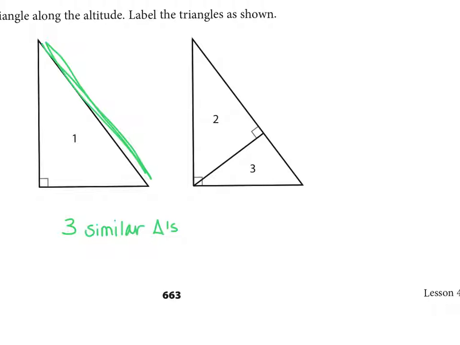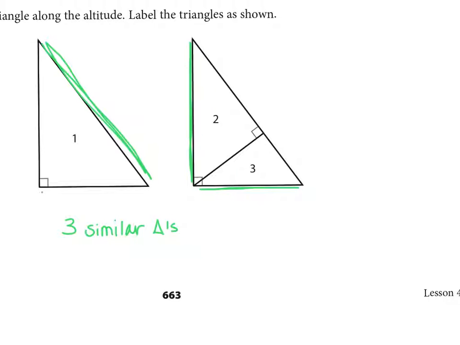So the parts that are proportional, the hypotenuse for any of these triangles are going to be proportional to one another. So notice the hypotenuse on triangle 1 is here, but the hypotenuse on triangle 2 is this leg on the left, and the hypotenuse for triangle 3 is the leg on the bottom. Okay, now, so that's the hypotenuse, but remember triangles have a few different sides.